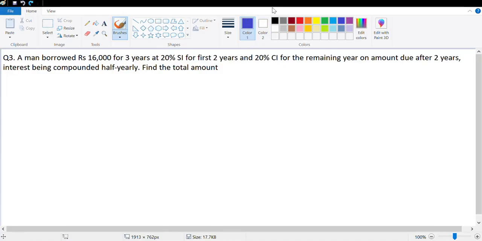Hi guys, let's look at the homework questions of exercise 3C. There were three questions, so let's look at them. Question number 3. It says a man borrowed rupees 16,000 for 3 years.